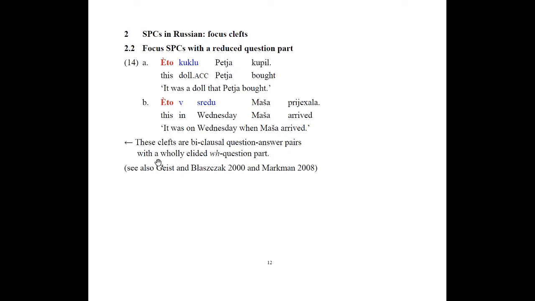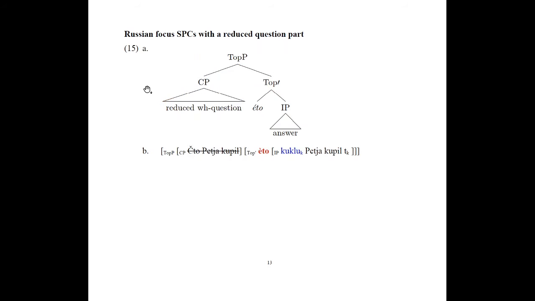So we argue again that these clefts are biclausal question-answer pairs with a wholly elided wh-question part. So in fact, in 14a and in 14b, there is this wh-clause to the left of the demonstrative, if you want, but that wh-clause is wholly elided. Here you can see the structure that we propose. So again, we have this TopP, topic phrase. We have the wh-question in the specifier position, and that's wholly reduced.